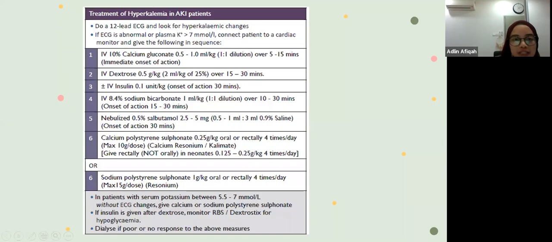So you can see the treatment of hyperkalemia in AKI patients, in which we give IV calcium gluconate, IV dextrose, plus minus IV insulin. The fourth is IV sodium bicarb, and we nebulize the patient with salbutamol, with onset of action 30 minutes, and we give calcium polystyrene sulfonate or sodium polystyrene sulfonate.